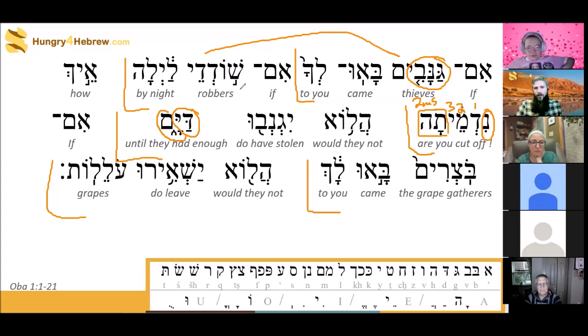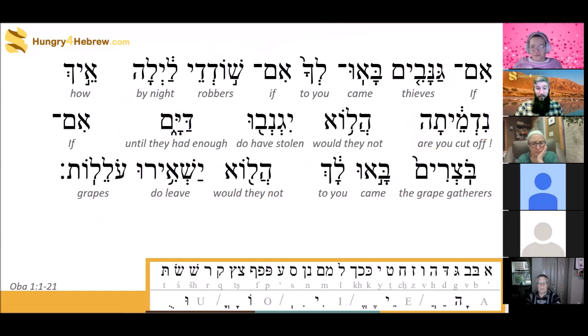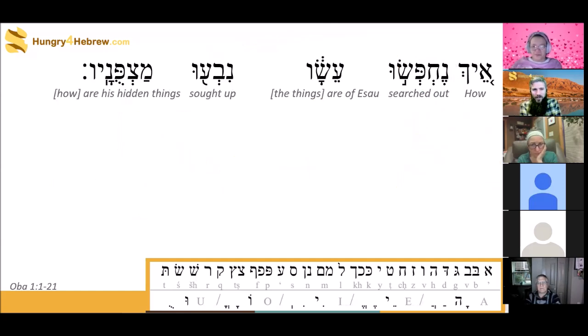If robbers came, if thieves would come, would they not have stolen just enough? Usually they don't clean everything out. They just take the things they want and then they run and they leave some things behind. If grape gatherers came to you, would they not cause to remain, wouldn't they leave olelot, like gleanings? Gleanings. Yeah. Like they wouldn't take every single last grape. There would be something left, right? Okay, now God's setting him up because he's about to say, but who wants to read this short verse?